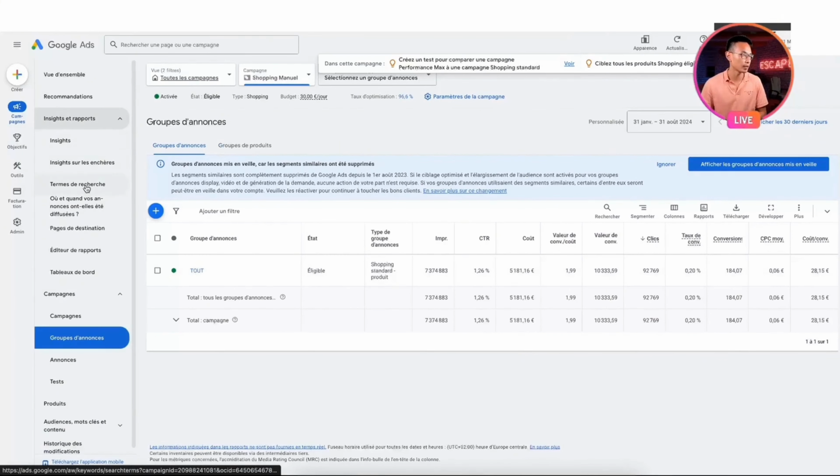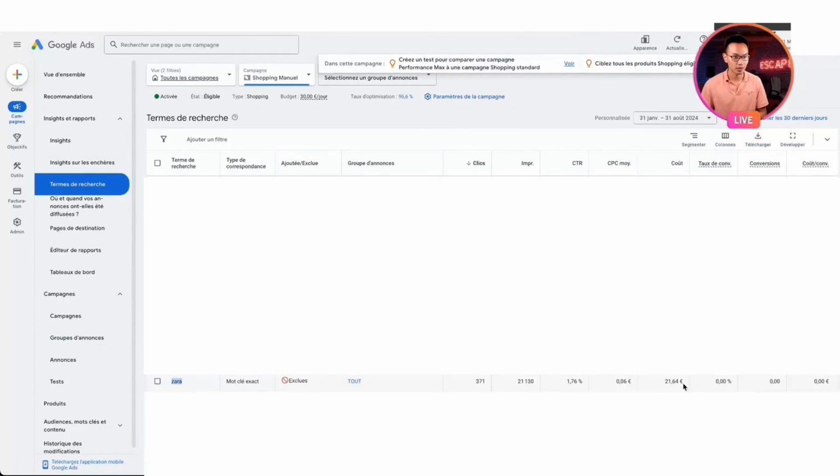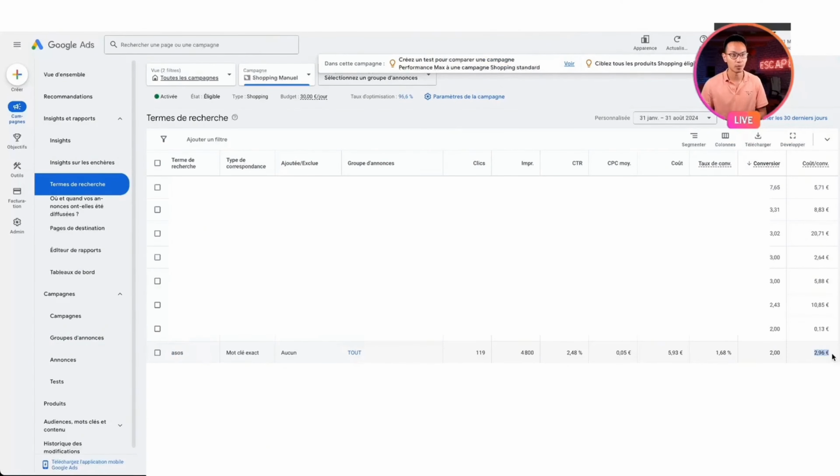If we look at the insights report here in the search terms, we will see the keywords stand out. Here we have Zara, which hasn't made me any sales this time. But if we look at the conversions, here we have ASOS. ASOS comes out at $2.96 per purchase. Sometimes it's really interesting in the end to position oneself among competitors and not necessarily to always exclude them, but this was just an example I wanted to show you. Otherwise, there are other keywords that we can exclude to optimize the campaign, of course, and it's always an interesting thing to do.